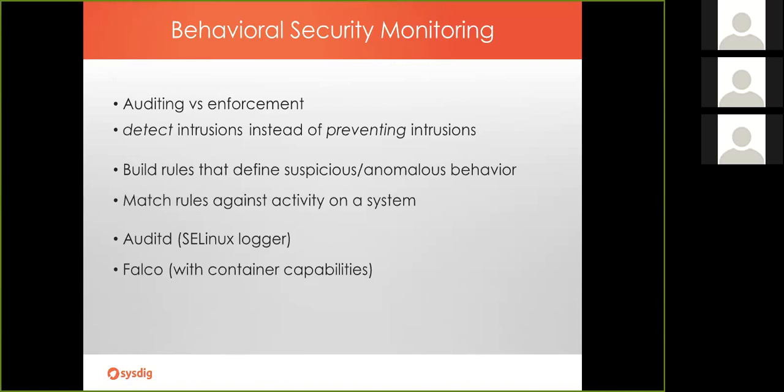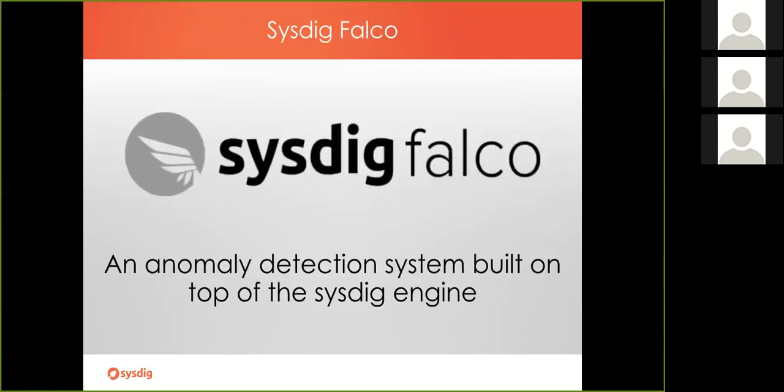So that's the difference between enforcement, as we saw before, and auditing now. Now we only watch, and we will be triggering alerts when things that we can consider an intrusion are happening inside of our containers. We do that, again, by building a rule set. And for doing this kind of thing, we have either Auditd, which is the Linux logger daemon, or Sysdig Falco, which is the tool we have built. And this is where I'm going to look a bit at the details of Sysdig Falco.